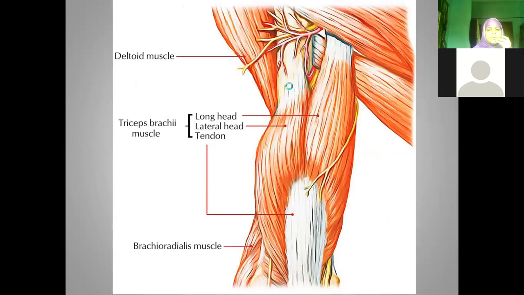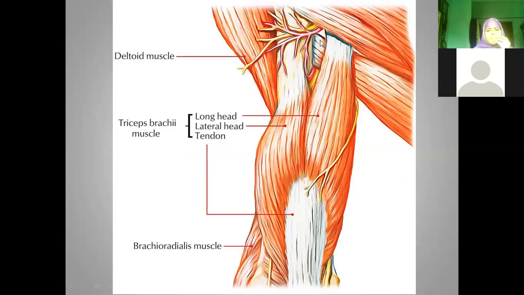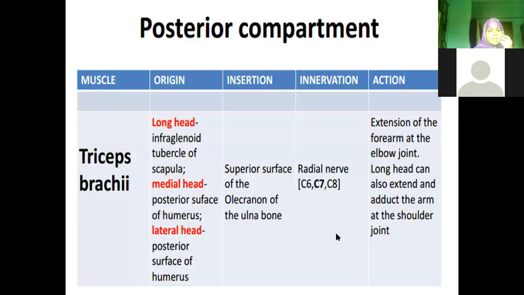Okay, beta? So this is the picture which is taken from Vishram Singh, and this is from Netter's Atlas, where you can see all the heads. Okay, this is the long head. Okay, this is the lateral head, and lower down everything is the medial head. Okay, long head, lateral head, completely is the medial head. It goes and gets inserted into the olecranon process, posterior aspect. Okay, this is all about triceps.